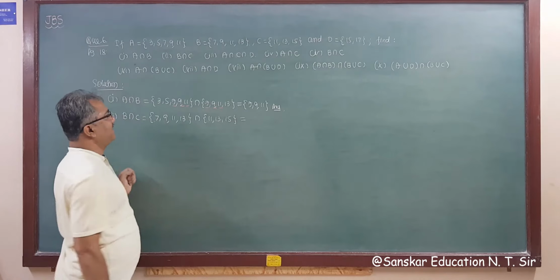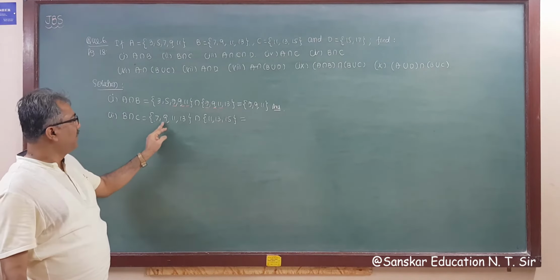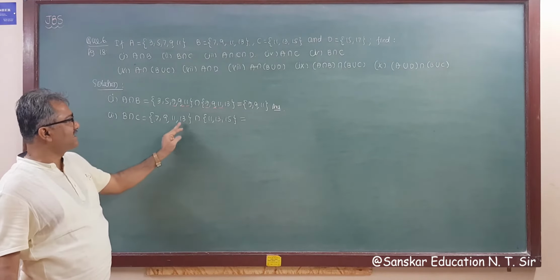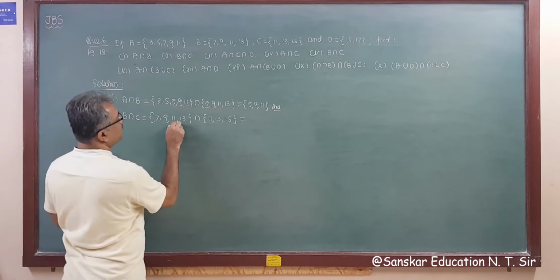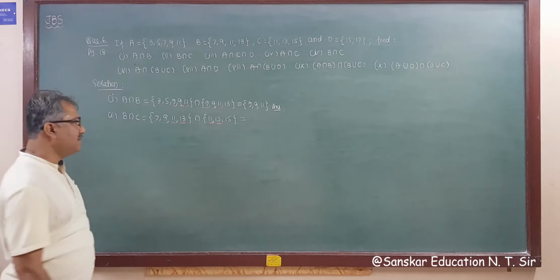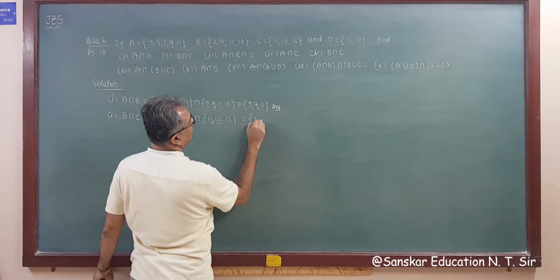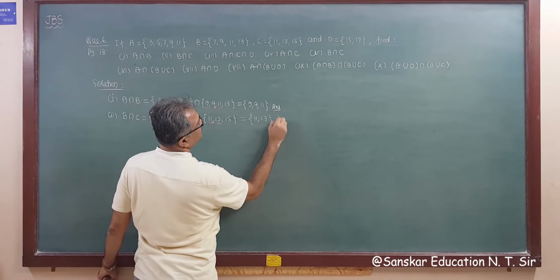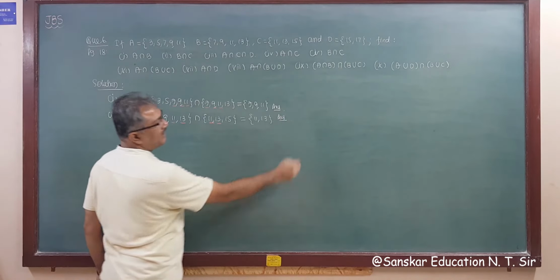So the common elements: is 7 there? No. 9, no. 11, yes. 13, yes. So only two elements are common, that are 11 and 13. So the answer is 11 and 13. So this is your second answer, right?